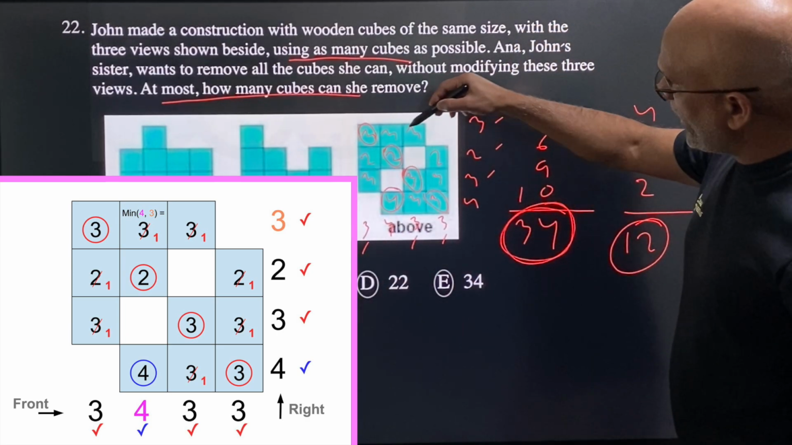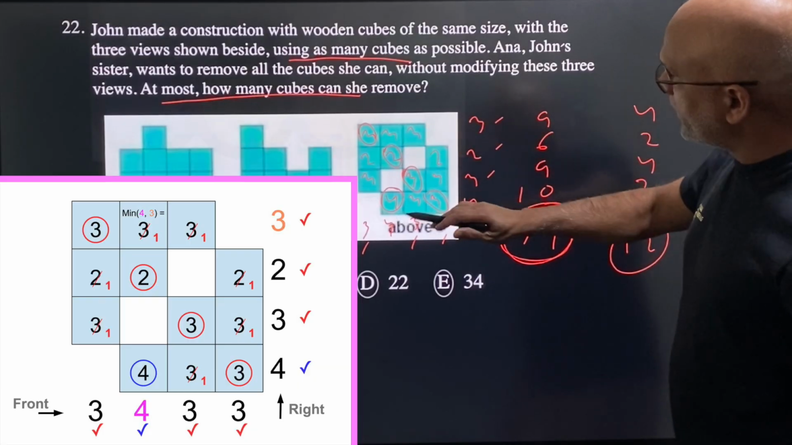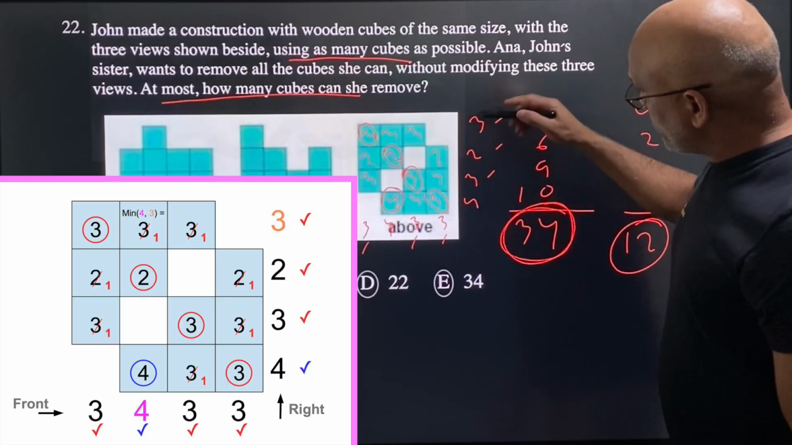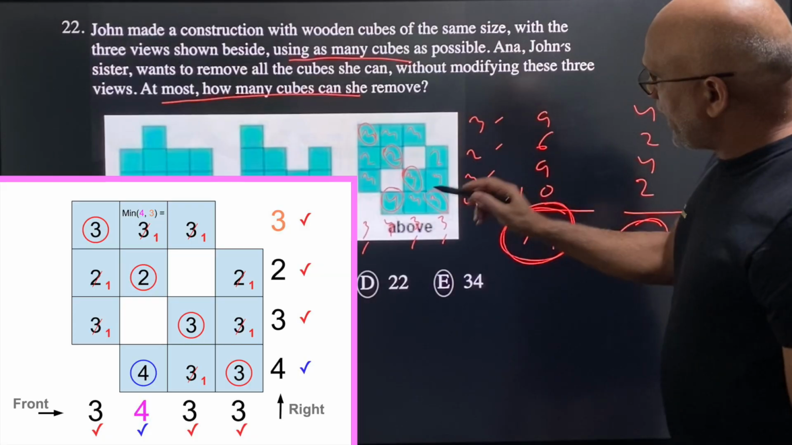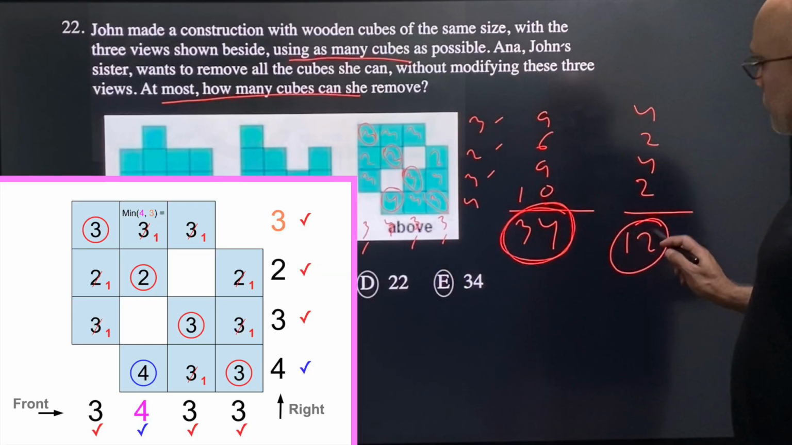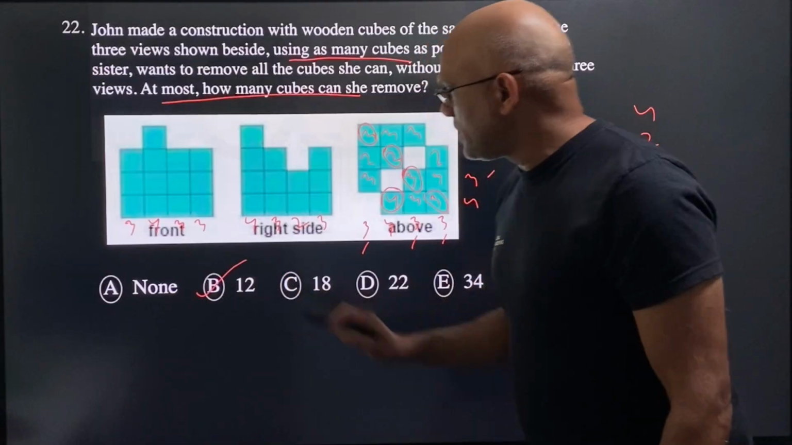If you make all these numbers that I have not circled 1, you will see that you still have 3, 2, 3, 4. And here 3, 4, 3, 3. Okay. So I can remove 12. B is the correct choice.